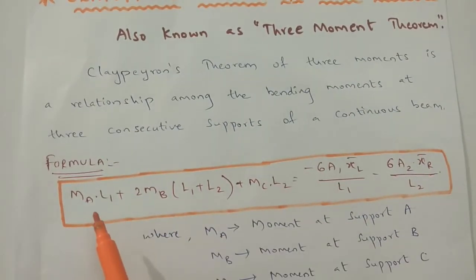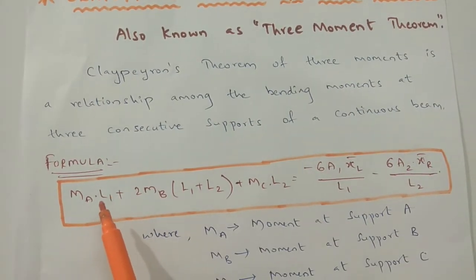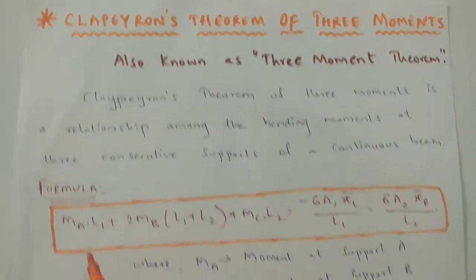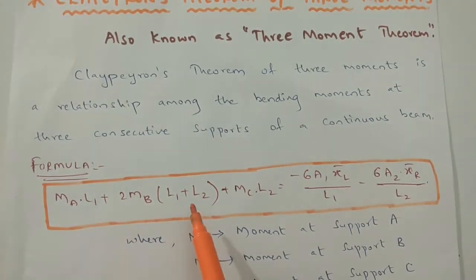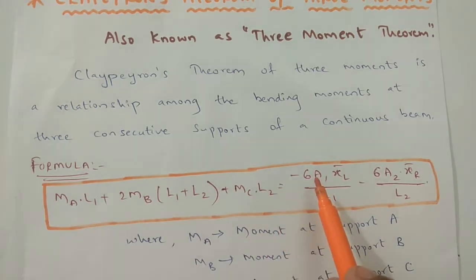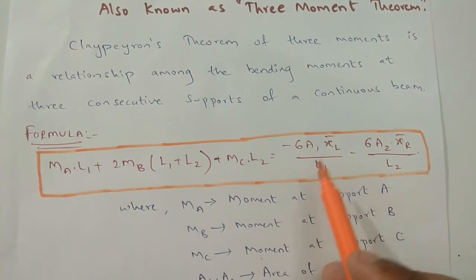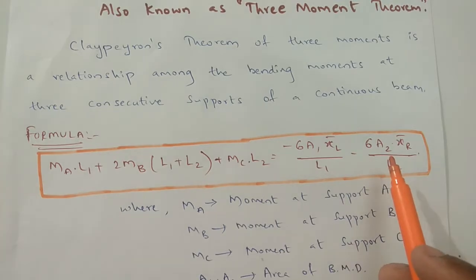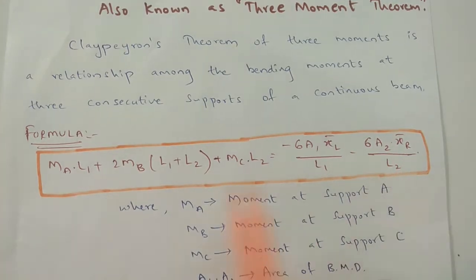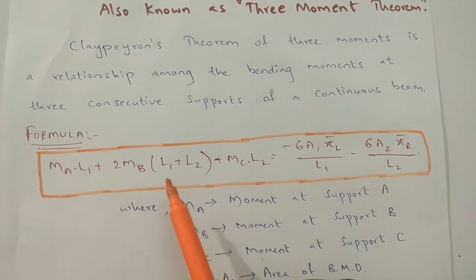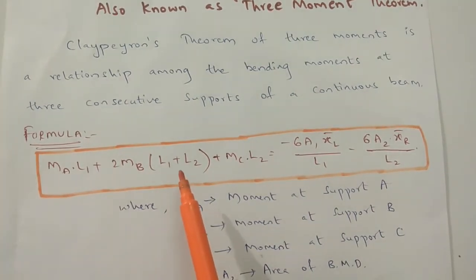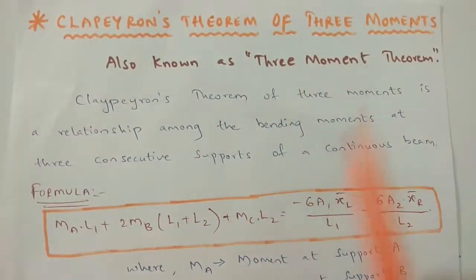The formula which we use for Clapeyron's three moment theorem is MA L1 plus 2MB into (L1 plus L2) plus MC into L2 equals minus 6A1 XL bar by L1 minus 6A2 XR bar by L2. You have to remember this formula while analyzing a continuous beam using Clapeyron's three moment theorem.